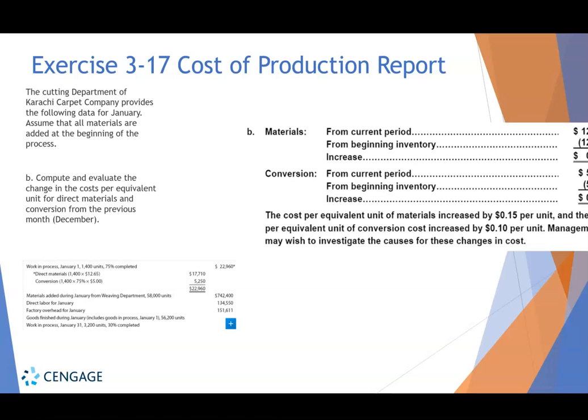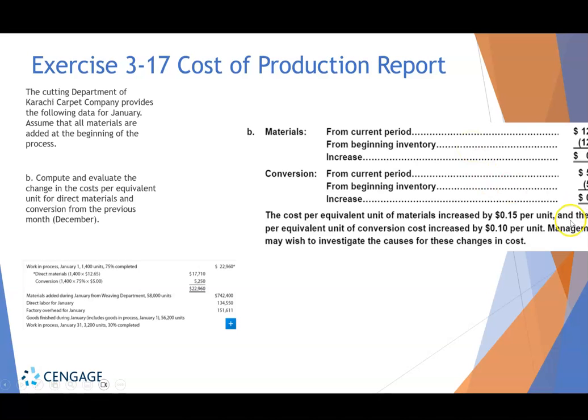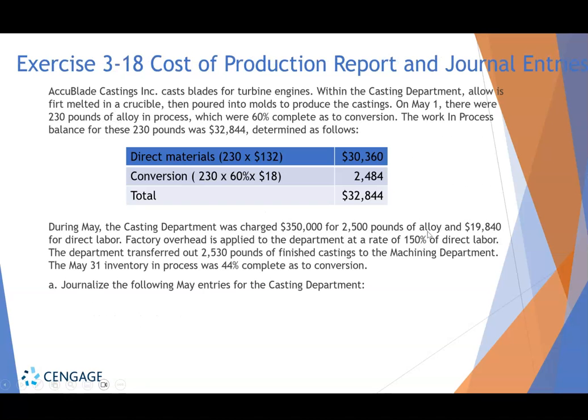Compute and evaluate changes in the cost per equivalent unit for direct materials and conversion. Well, we know that our direct materials at the beginning was $12.65, and now they're sitting at $12.80. Our conversion costs started at $5, now they're at $5.10. So everything went up. The cost per equivalent unit of materials went up by 15 cents, and the cost per equivalent unit of conversion costs increased by 10 cents.